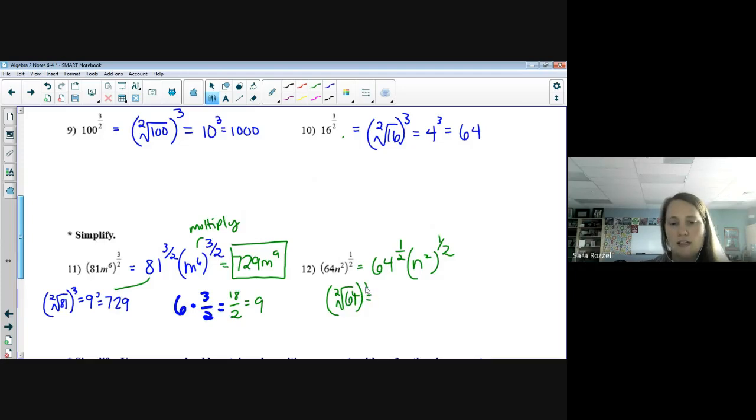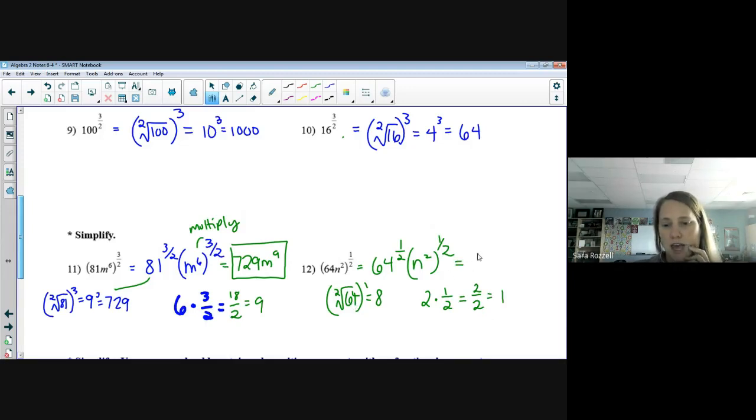8, okay? And 8 to the 1st is just 8. What are we going to do with our two powers here, our 2 and our 1/2? What operation do we need to use? Multiply. So 2 times 1/2 is 2 over 2. And what is 2 over 2? 1.